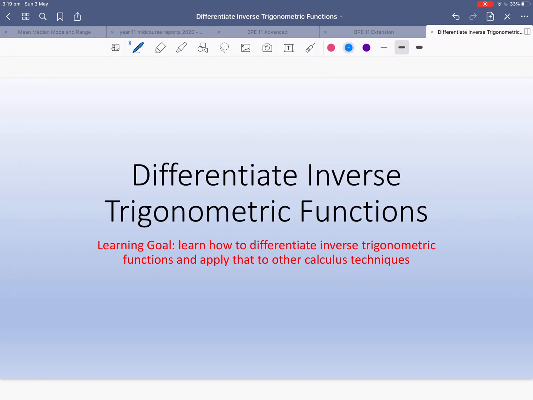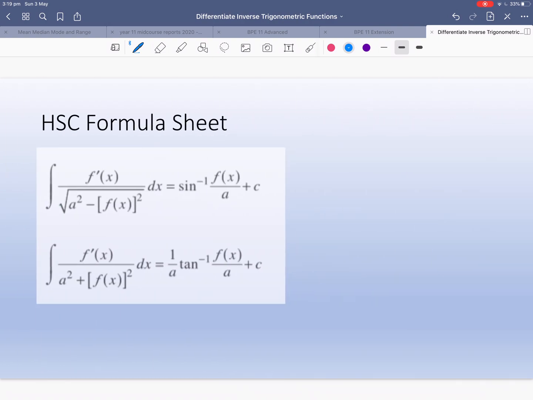Differentiate inverse trigonometric functions. I'm not going to explain how we get to the resultant. We're just going to use it. Okay, so we're going to learn how to differentiate inverse trigonometric functions and apply it to other calculus techniques that we've picked up along the way. So let's get into it.